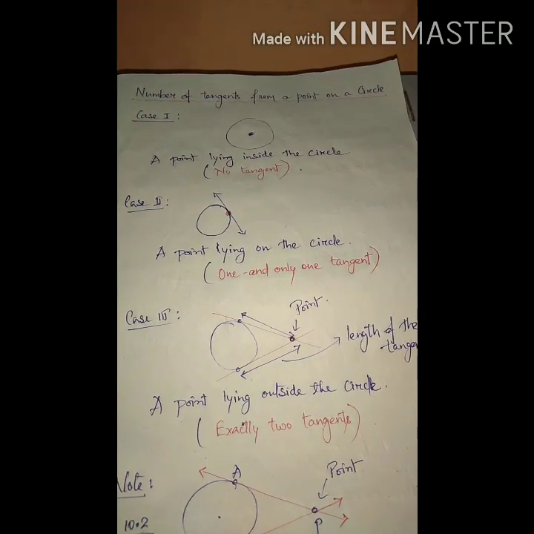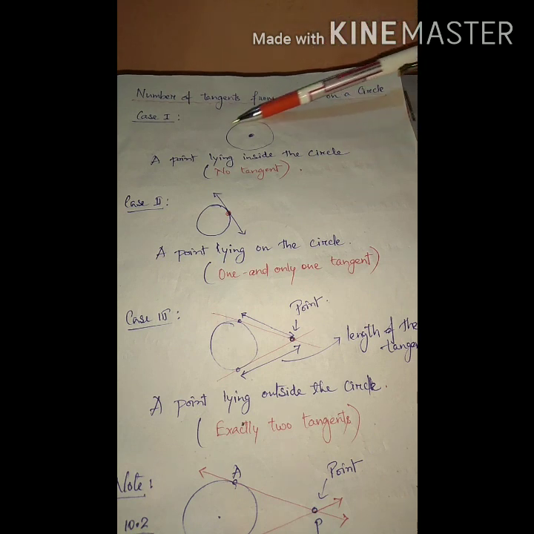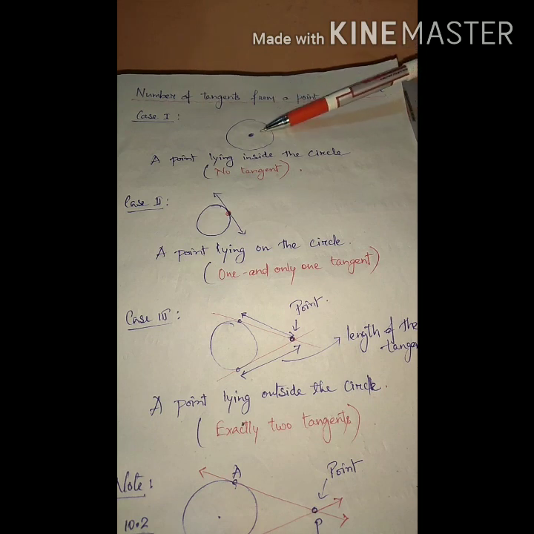The next topic is what? The number of tangents from a point on a circle. Here we get lots of cases, mainly 3 cases. Suppose we consider a circle. Now the first case, you see: a point either lies inside the circle, on the circle, or outside the circle. With respect to a circle, a point lies inside, on, or outside the circle. Mainly 3 cases we get.